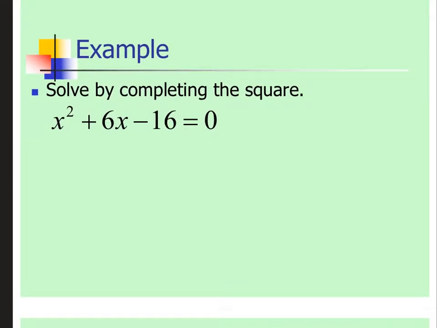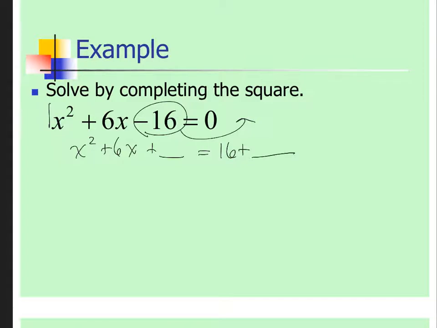Okay, so I'm going to solve this again by completing the square. So I'm going to move the -16 to the other side and add in 2 blanks. All right, and the reason I can jump right to that step is because this is a 1. So it now looks like this. All right, so now to complete the square, I have to take half of this term, which is 3, and square it. That goes in both blanks.